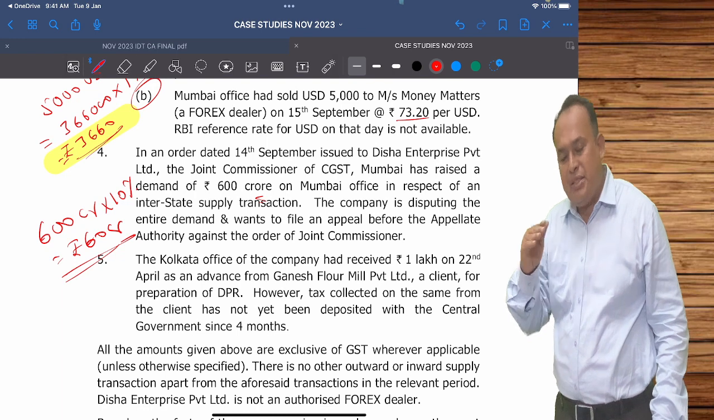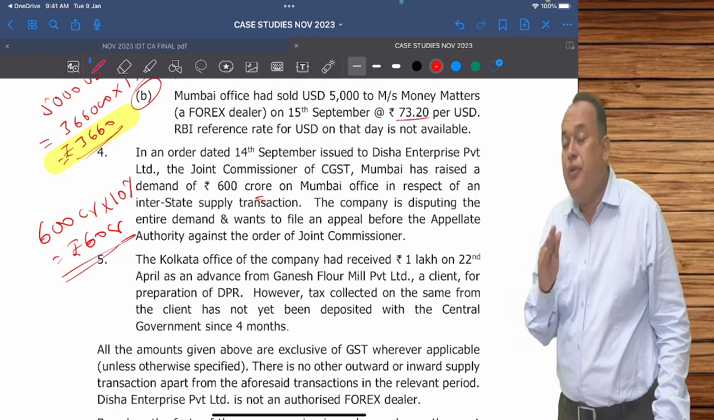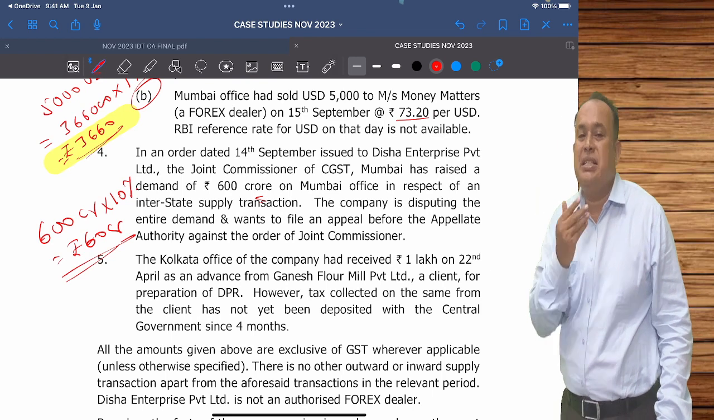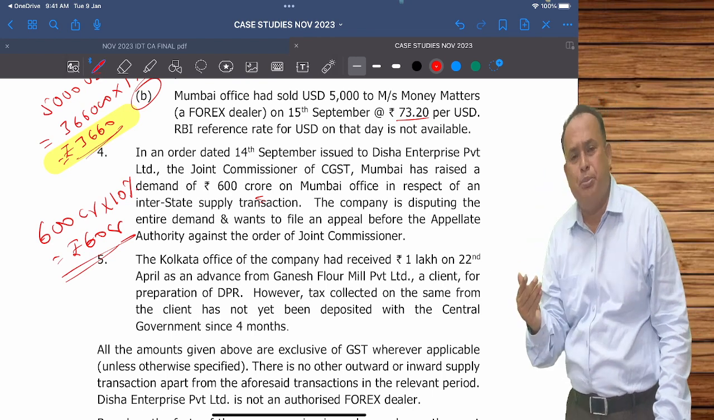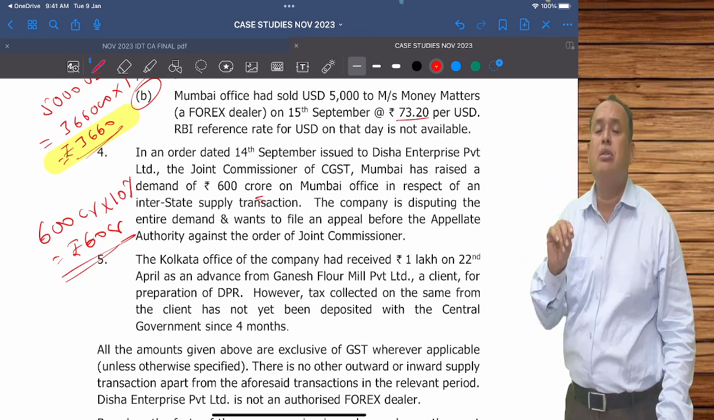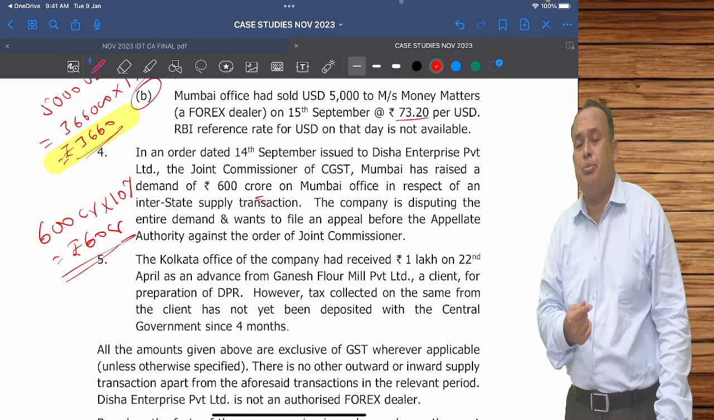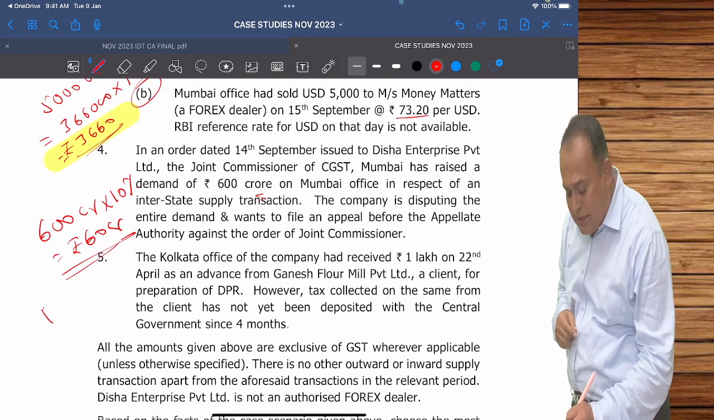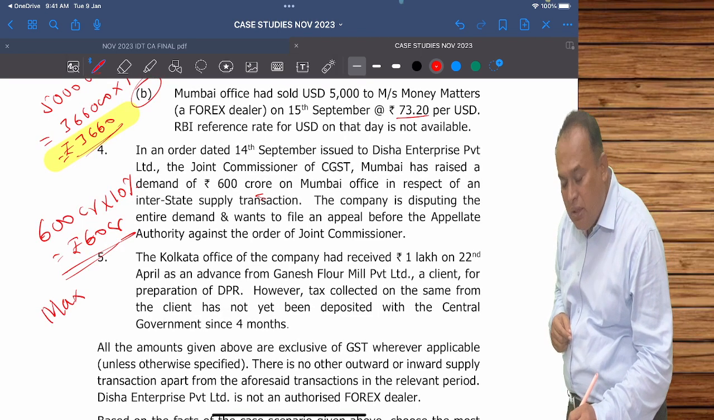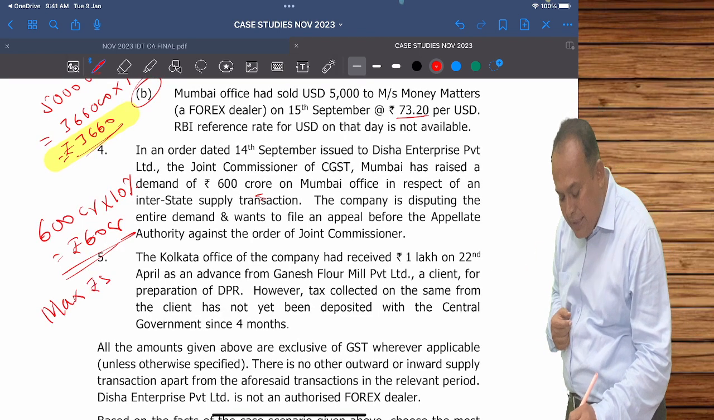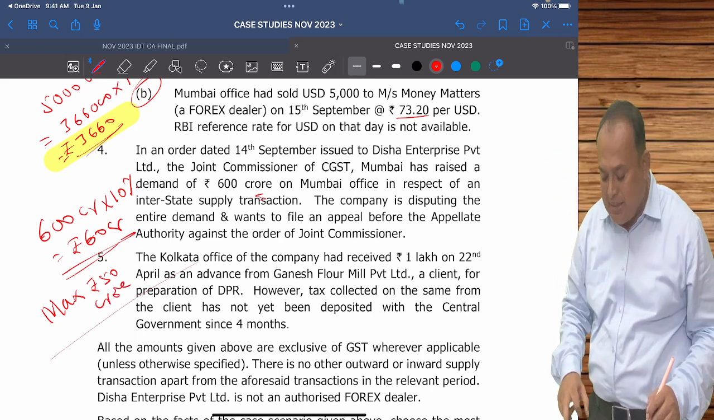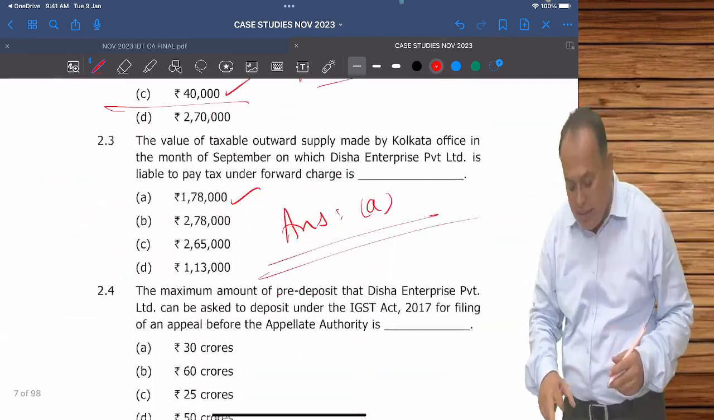10% of the tax demanded or 50 crores, whichever is less. So the maximum pre-deposit is 50 crores when you go for appeal to Commissioner Appeals, Joint Commissioner Appeals. So here the maximum amount of pre-deposit is 50 crore only. What is the pre-deposit they're asking? 50 crores is the right answer.